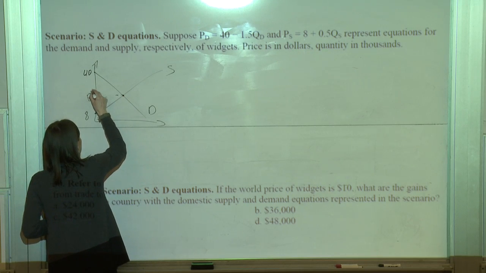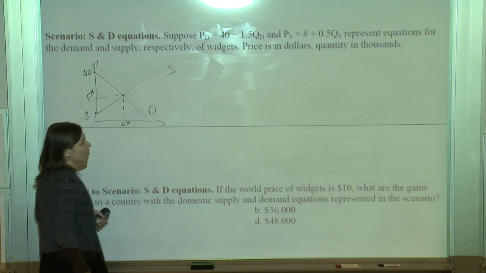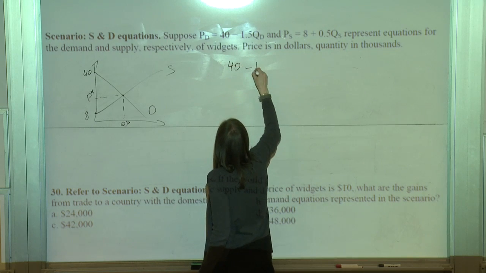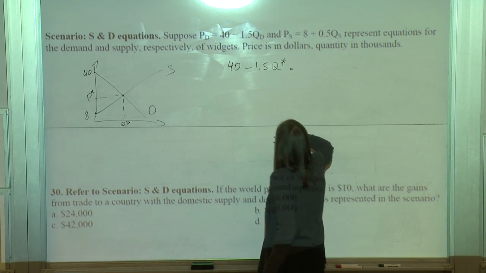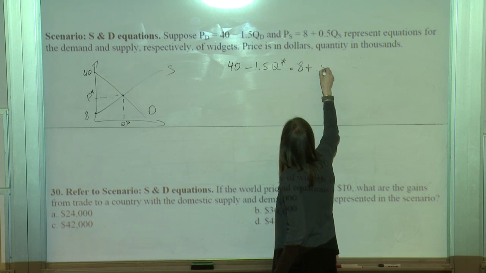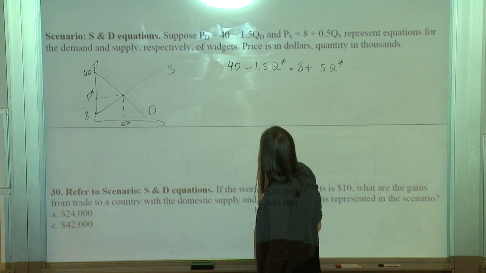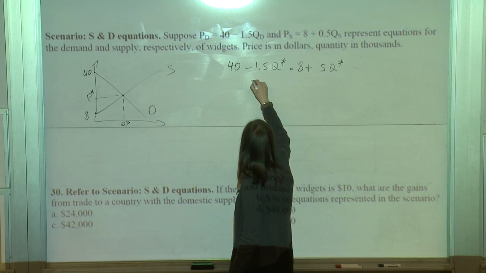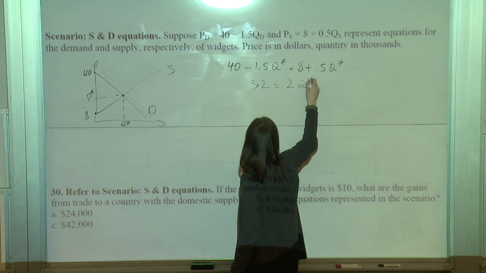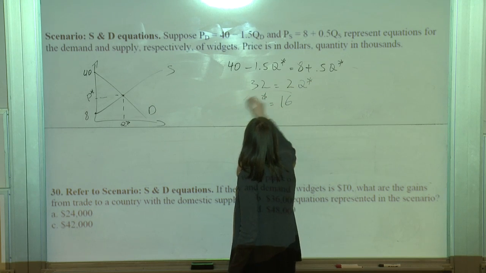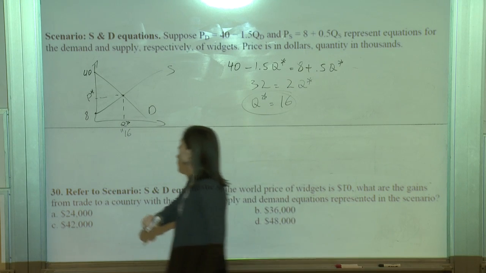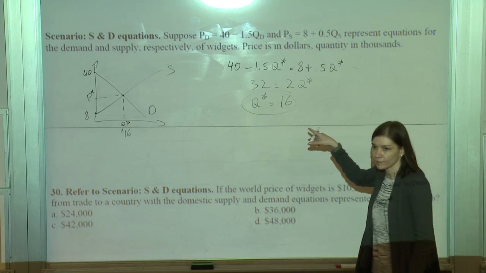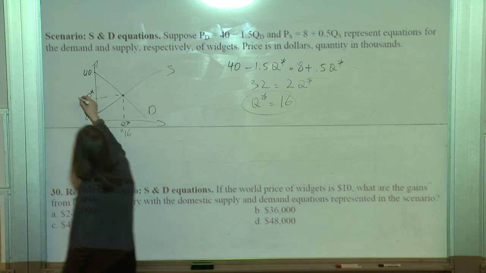We need to know what this price, this quantity is. And again, set them equal to each other and solve for quantity. We have 40 minus 1.5 quantity equilibrium equals 8 plus 0.5 quantity equilibrium. What is it, 32, 16? Yeah. So 32 equals 2 quantity, the quantity equals 16. Price: 16 again, right? 8 plus half of 16. There you go.